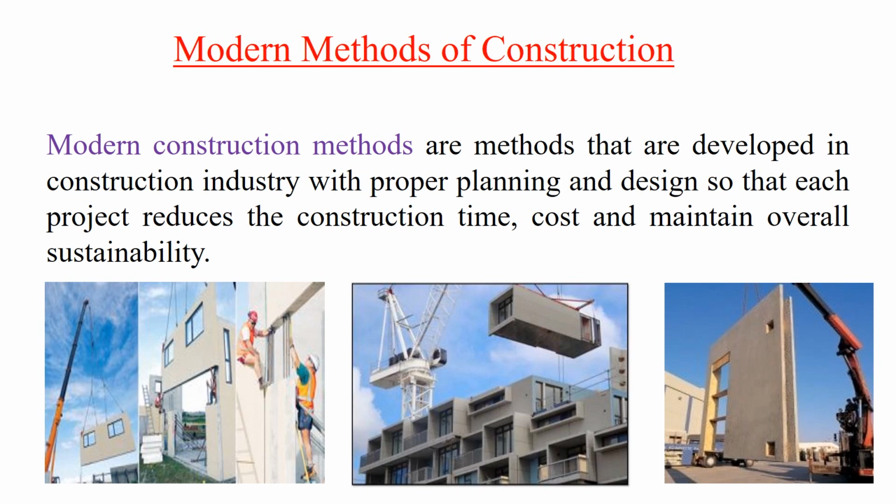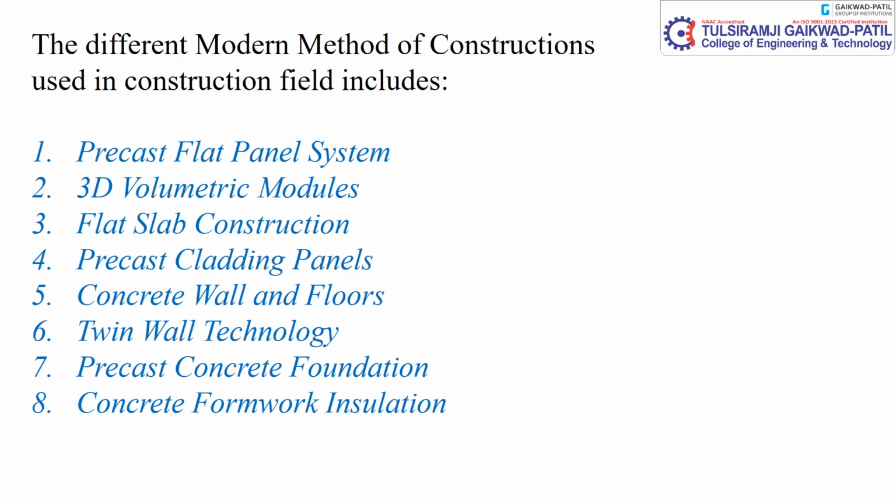Just now we have seen the different modern methods: precast slab, then flat slab construction, then precast cladding panels. Different modern methods are used in the construction field. We have seen the precast flat panel, the 3D volumetric module, twin wall technology, again concrete wall. Precast is very popular now, a hotcake in the market, and then flat slab. So, all these things are there. Okay. Now, we will see the advantages of it.